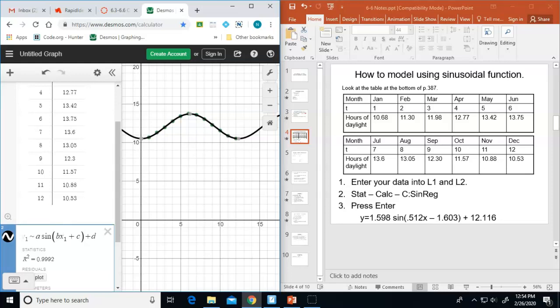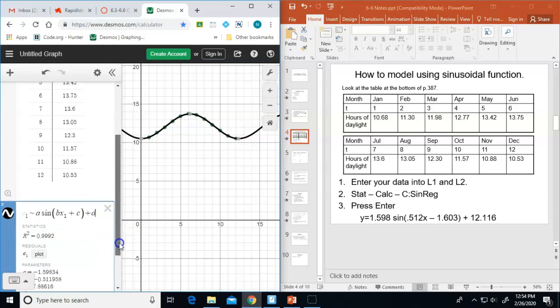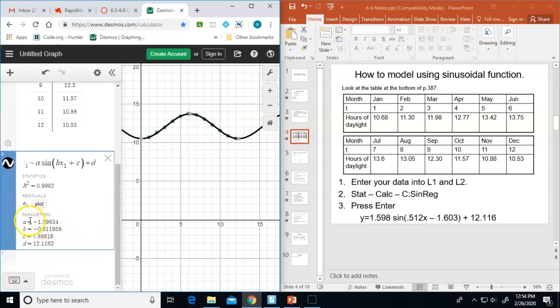I kind of think this is easier than using the calculator. But you do have to know what form you're typing that in. That's what makes it a little bit more difficult. We've got it all now, because if you look right here, it gives you the values for A, B, C, and D.